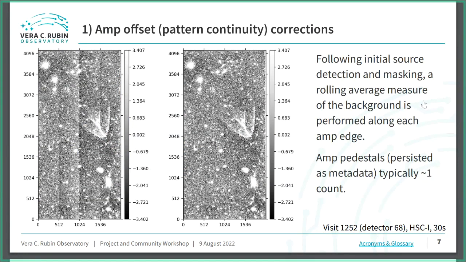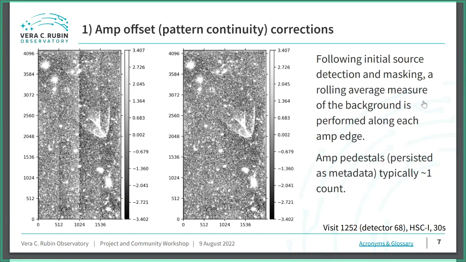So on the left is before, and on the right you can see the after image. This is something we're really quite happy with. This is switched on now for HSC, and HSC PDR4 will have this switched on by default, and we're looking to implement this in other cameras as well.